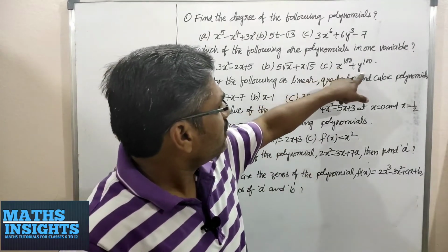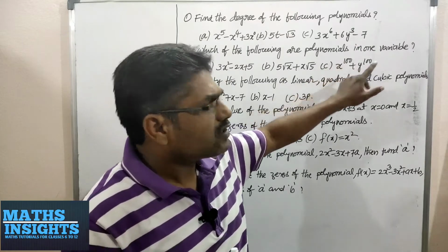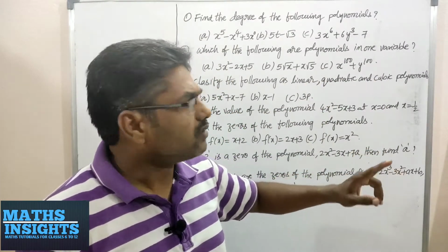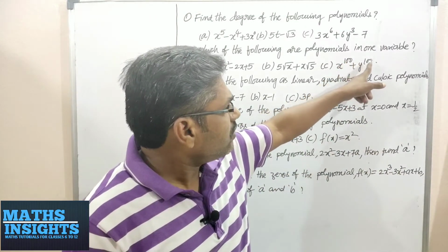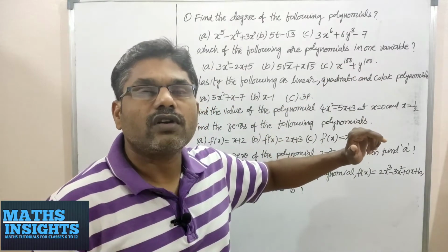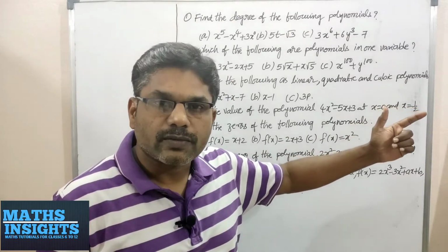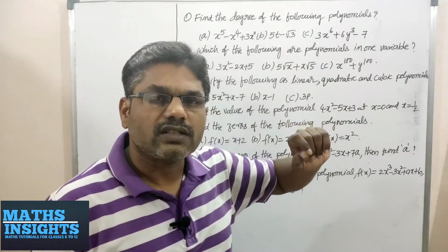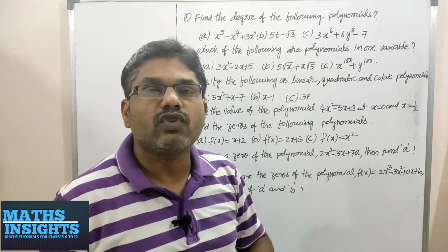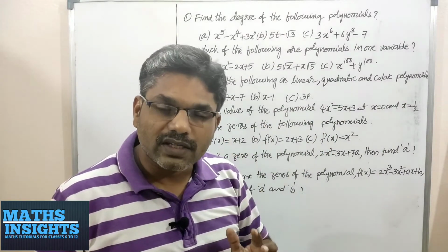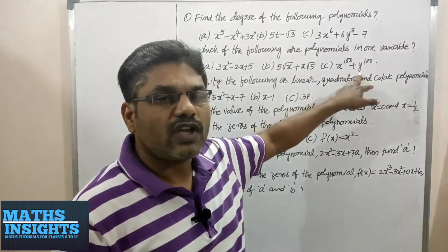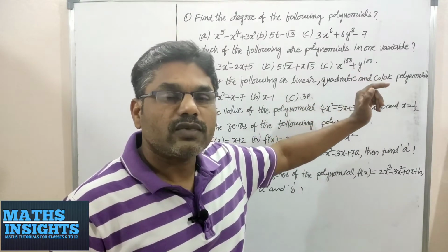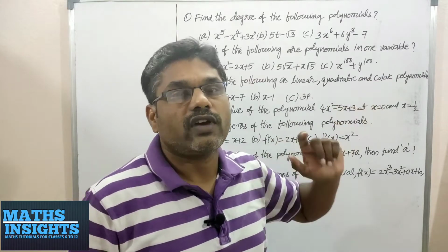Coming to this one, x power 100 plus y power 100. This is a polynomial, of course. Why? Because the degrees of all the variables involved are non-negative integers. But what they are asking is, you have to find the polynomial involving only one variable. But here two variables are involved. So this is also not a polynomial in a single variable.